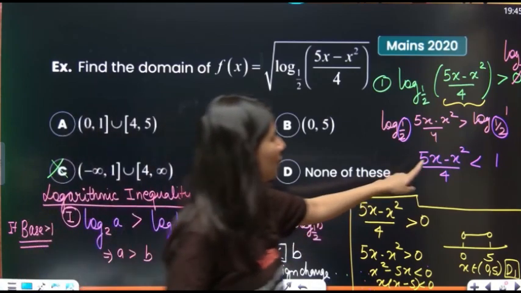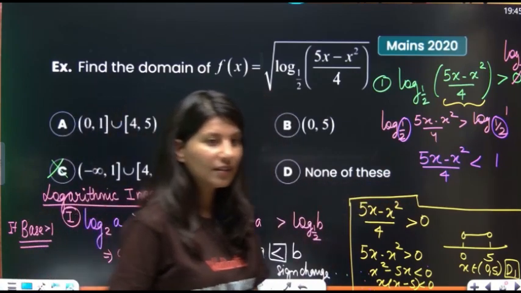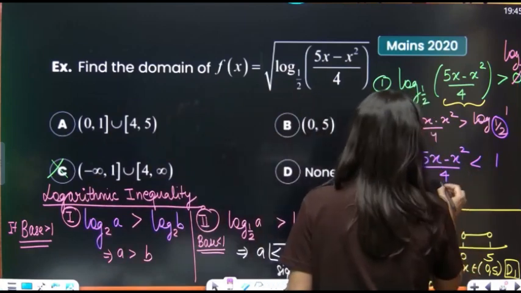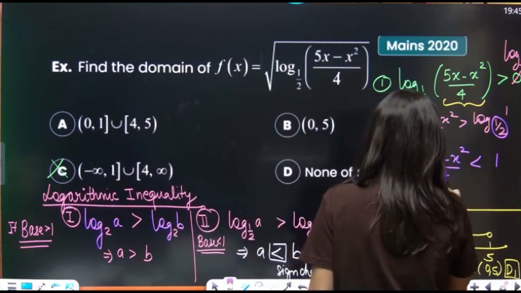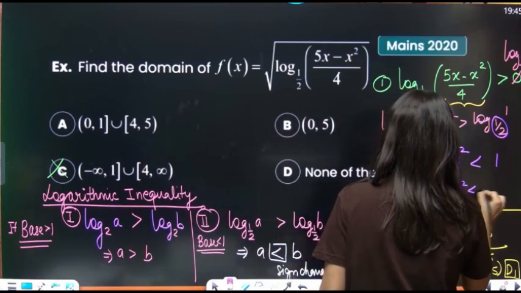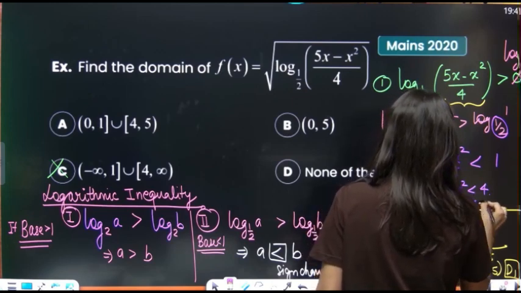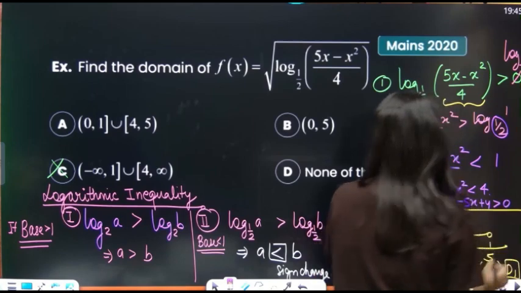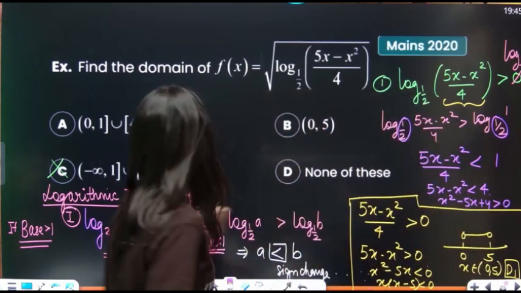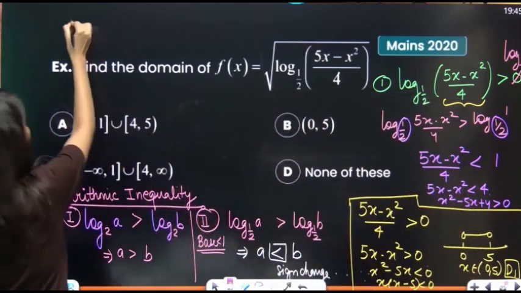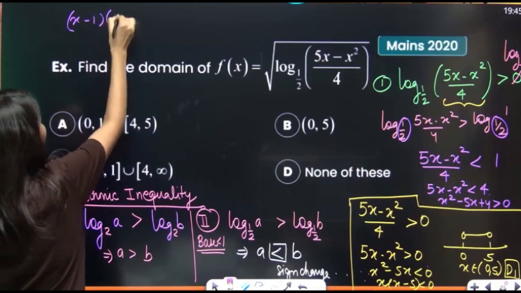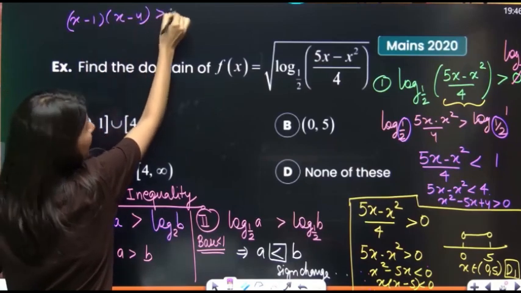Now you have to solve this inequality. If you solve this inequality, it will be 5x minus x square less than 4. So x square minus 5x plus 4 greater than 0. Let me solve it over here. (x minus 1)(x minus 4) greater than 0.